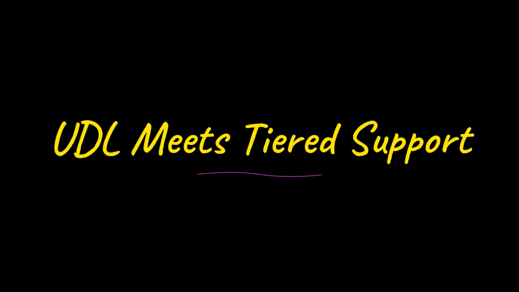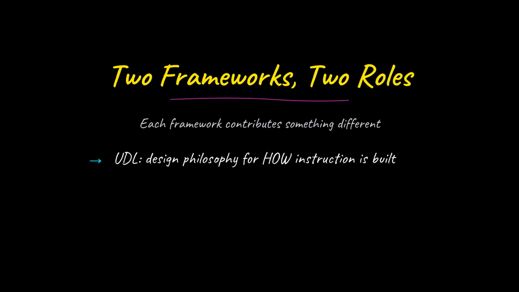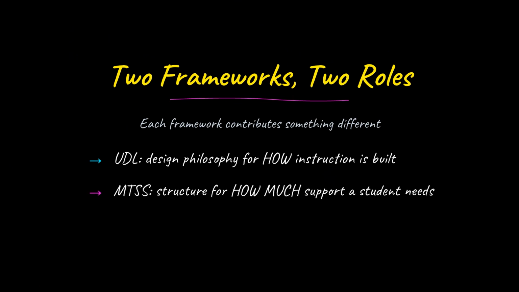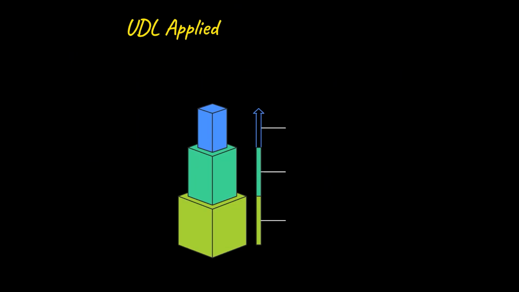Universal Design for Learning and multi-tiered systems of support are 2 distinct frameworks that work best when used together. Understanding how they complement each other, and why neither replaces the other, is essential for designing truly inclusive schools. UDL tells educators how to design instruction so it's accessible from the start. The tiered system tells educators how intensively to support each student. Neither framework does the other's job, but together they cover both dimensions at once.